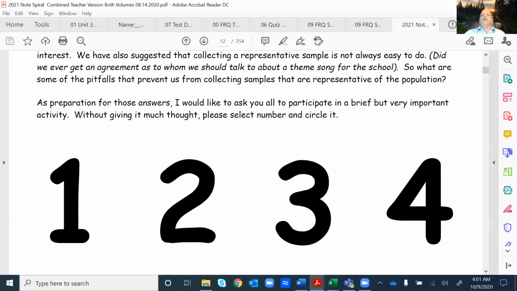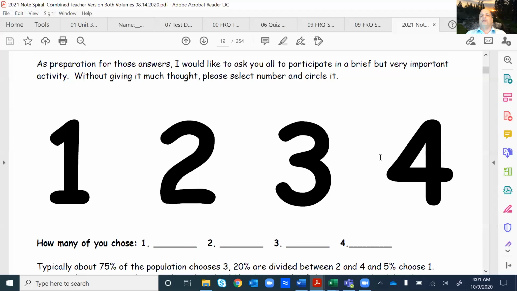With 1, 2, 3, and 4, each number occurs 25% of the time. So if I asked a group of people to select them, 25% should choose 1, 25% should choose 2, 25% should choose 3, and 25% should choose 4. However, closer to 75% choose 3 if I just put it out there randomly to people.